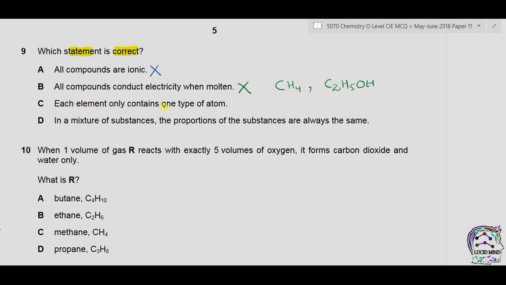Option C. Each element only contains one type of atom. This is a true statement because an element is a pure substance and it consists of only one type of atom. For example, sodium is an element and all the atoms will be of sodium. Part D. In a mixture of substances, the proportions of the substances are always the same. This is incorrect because in mixtures we can use any proportion. We can use 1:1, we can use 1:10. So any proportion will be correct. The correct answer is therefore C.